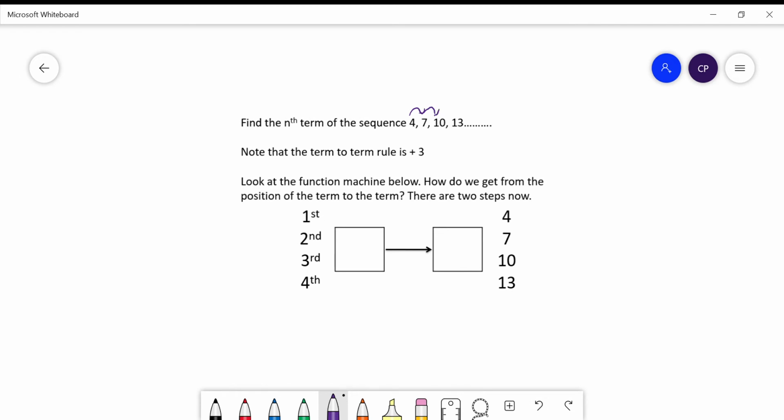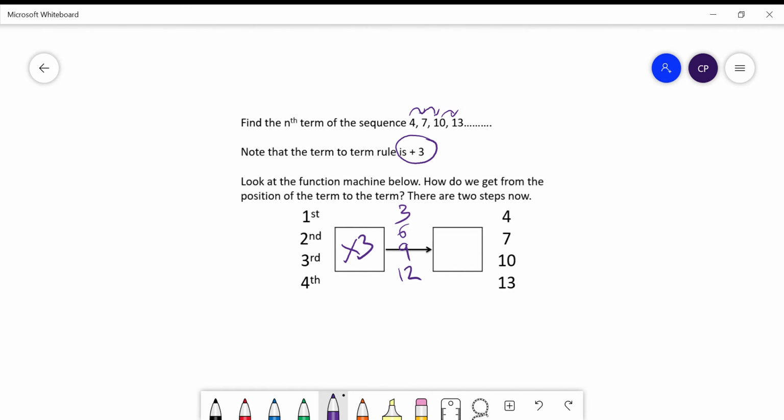So if we look at the term to term rule, it's +3. Now there's something else that we know goes up in threes, and that's the 3 times table. And that's the clue. This sequence is very much like the 3 times table. So actually, if I times by 3, well, 1 times 3 would be 3, 2 times 3 would be 6, 3 times 3 would be 9, 4 times 3 would be 12.